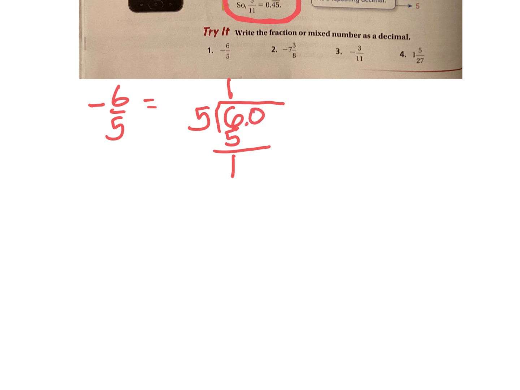So I can always do a decimal, add my 0, then I bring it down like this. How many times does 5 go into 10? 2 times. 2 times 5 is 10. That's 0. I don't need to bring anything else down. So that would be -1.2.